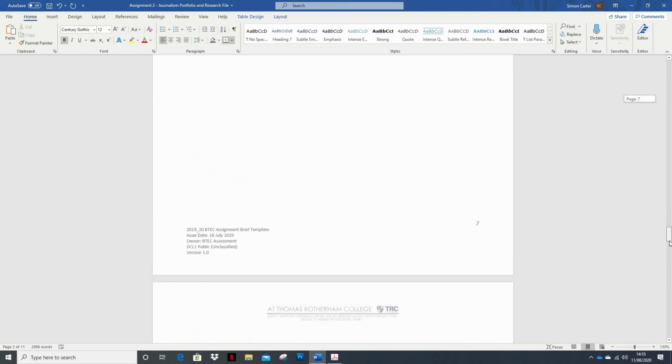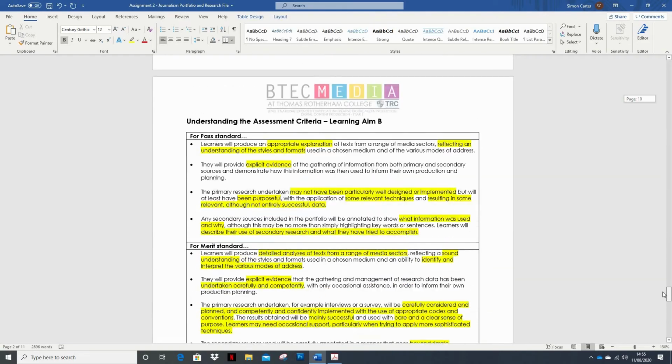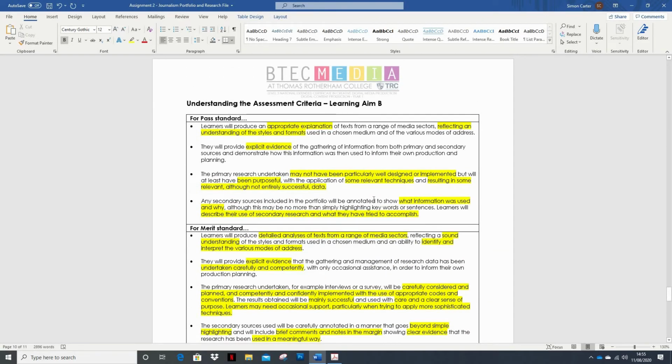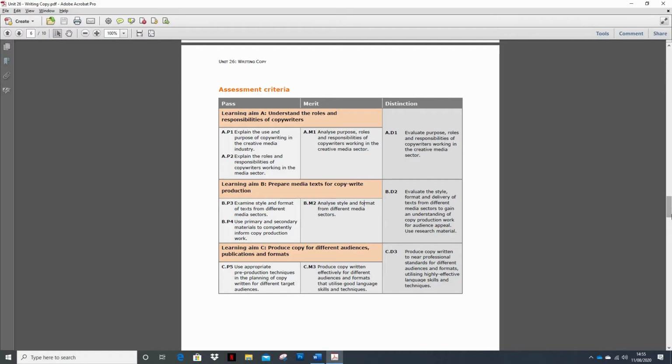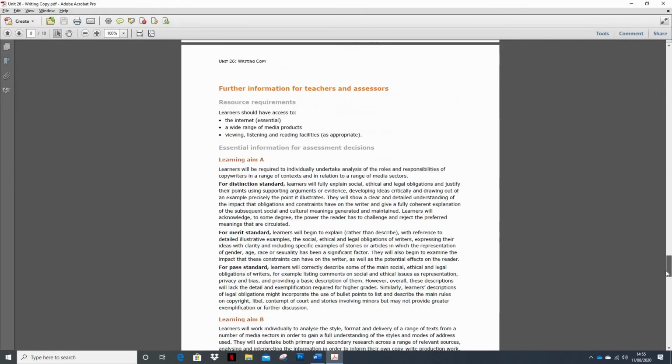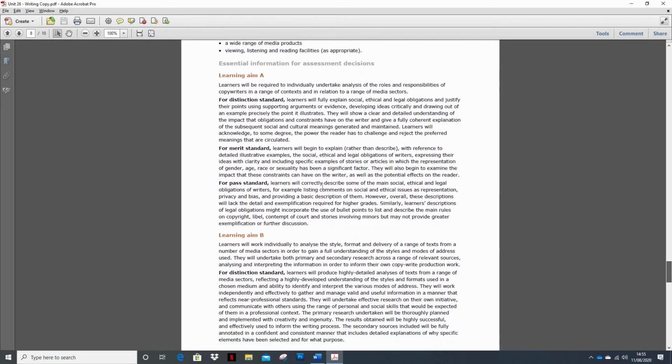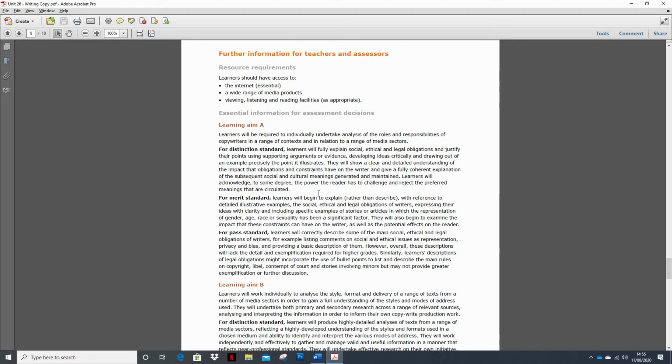What I've also put on your briefs as well is this bit of information here, which is how your work is marked by the assessor. This is all on the unit criteria, so on the unit specifications, so it's nothing that you don't have access to already. But what I've done is make it a bit easier. It pretty much just tells you what you need to do to get a distinction, a merit, and a pass.